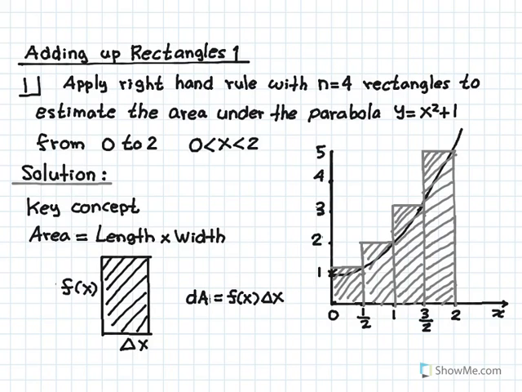In this video, we're going to estimate the area under the curve by adding up rectangles. Apply the right-hand rule with n equals 4 rectangles to estimate the area under the parabola y equals x squared plus 1 from 0 to 2. That is, x is between 0 and 2.